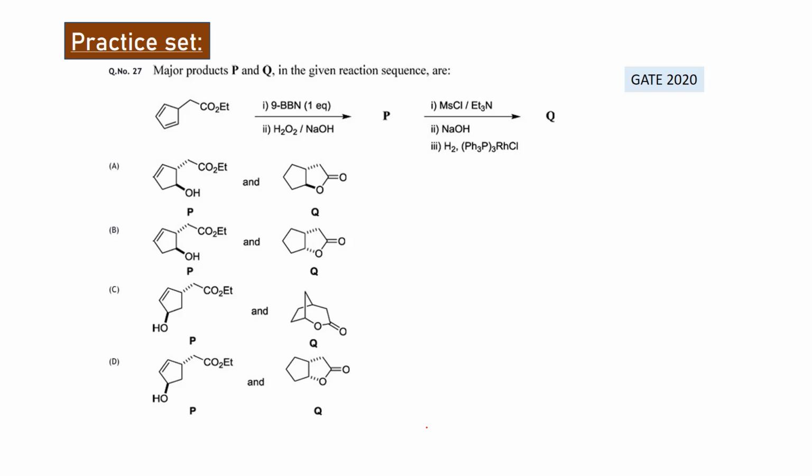So let's solve some questions based on this boron chemistry. What will be the major products P and Q in the reaction sequence? So let's go step by step. If you add 9-BBN, boron will be added to this less substituted side, and hydrogen will be added to the more substituted one.